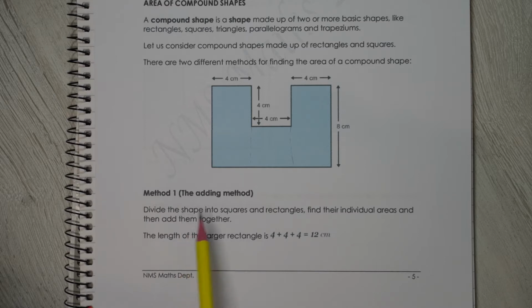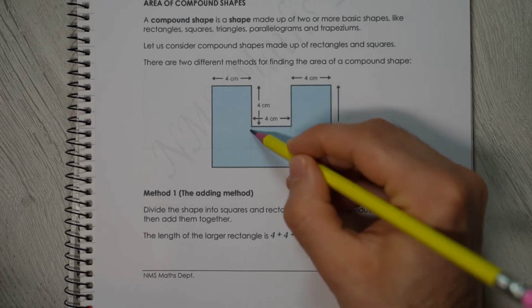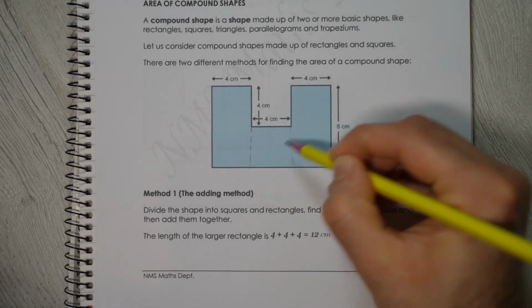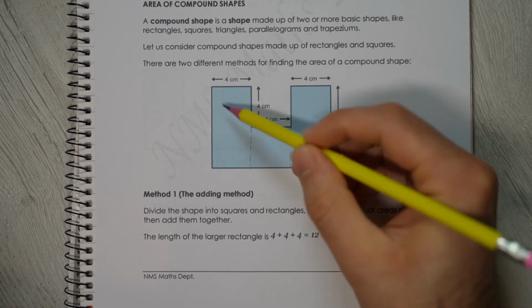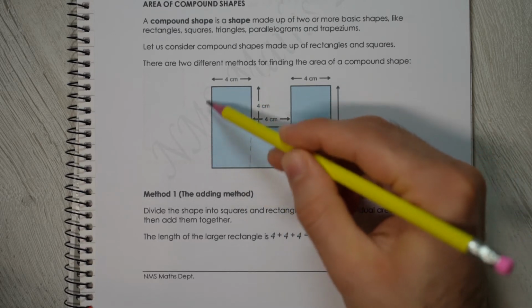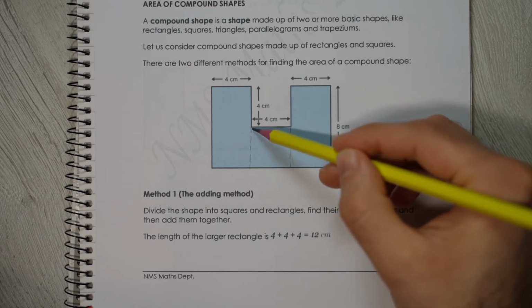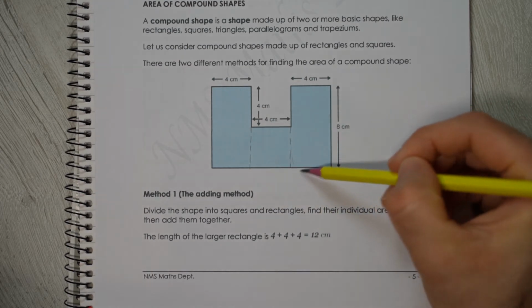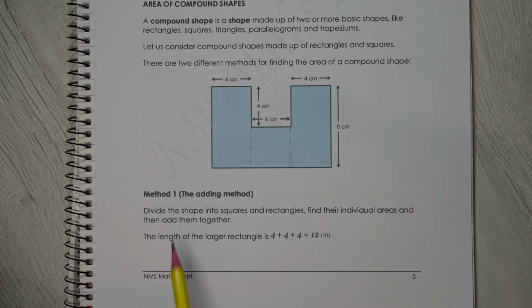The first method that we're going to see is what we call the adding method. So the adding method is we need to divide the shape into squares and rectangles, or if we have triangles, into squares, rectangles, and triangles. Okay. Find their individual areas. So if I have divided the shape like so, I need to first find the area of this rectangle, the area of this square, and the area of this rectangle, and then add them together.